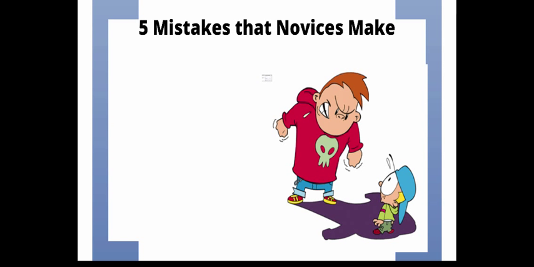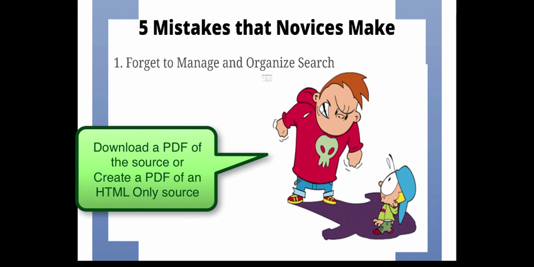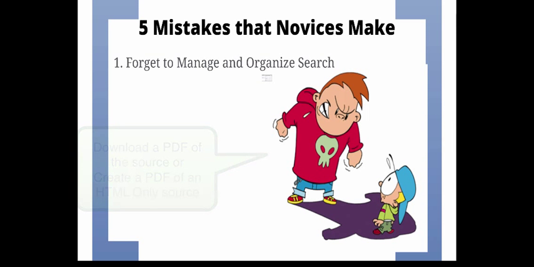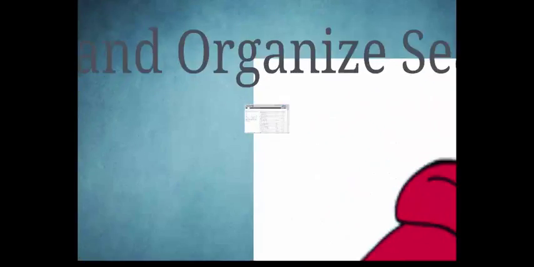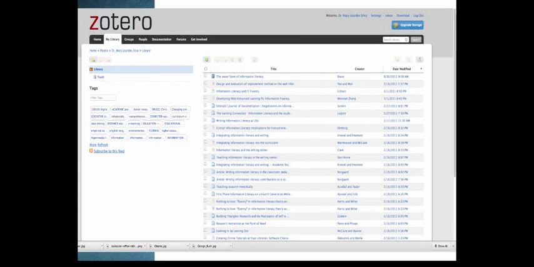There are 5 common mistakes that get novices all riled up. First, you don't keep track of where you found your information. If possible, download a PDF of the source. If it's an HTML-only source, then create your own PDF or bookmark the site. One resource for keeping track of sources is Zotero. You download this widget, which is built into your browser. Just click on the widget, and then the source is automatically added to your Zotero library.